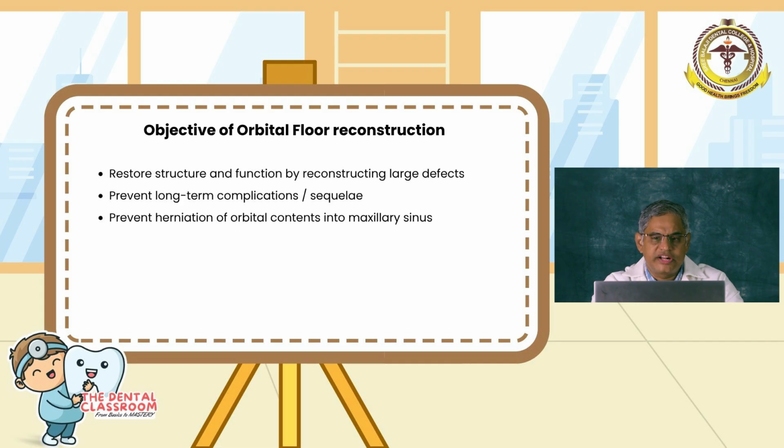Objectives of orbital floor reconstruction: restore structure and function by reconstructing large defects, prevent long-term complications and sequelae, and prevent herniation of orbital contents into the maxillary sinus.